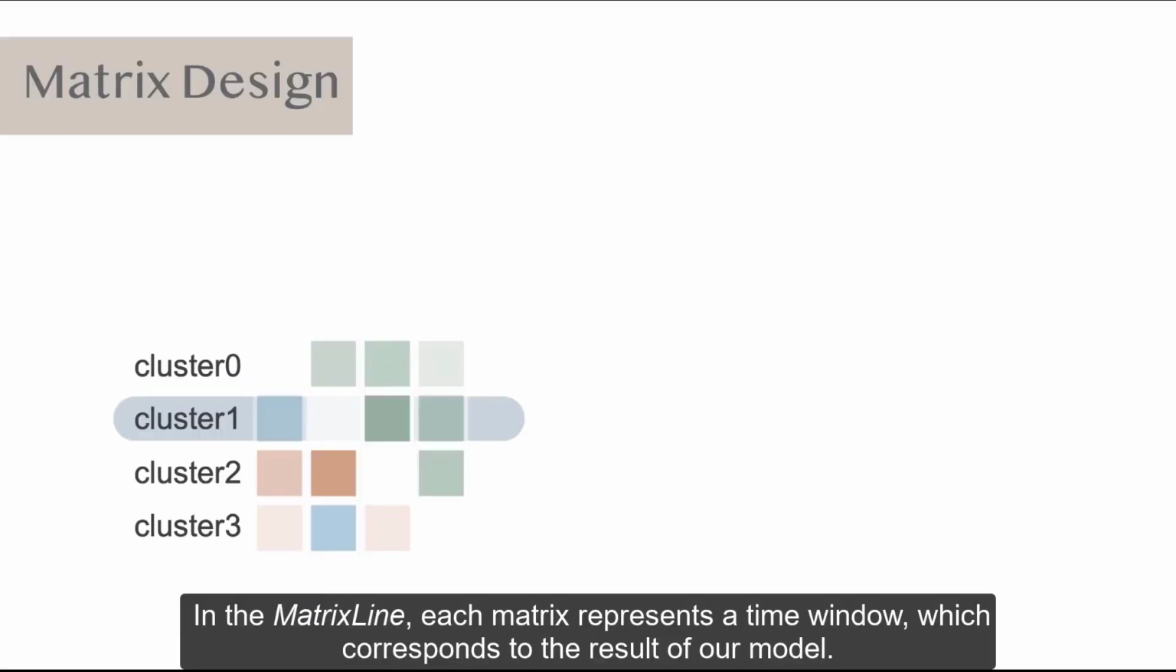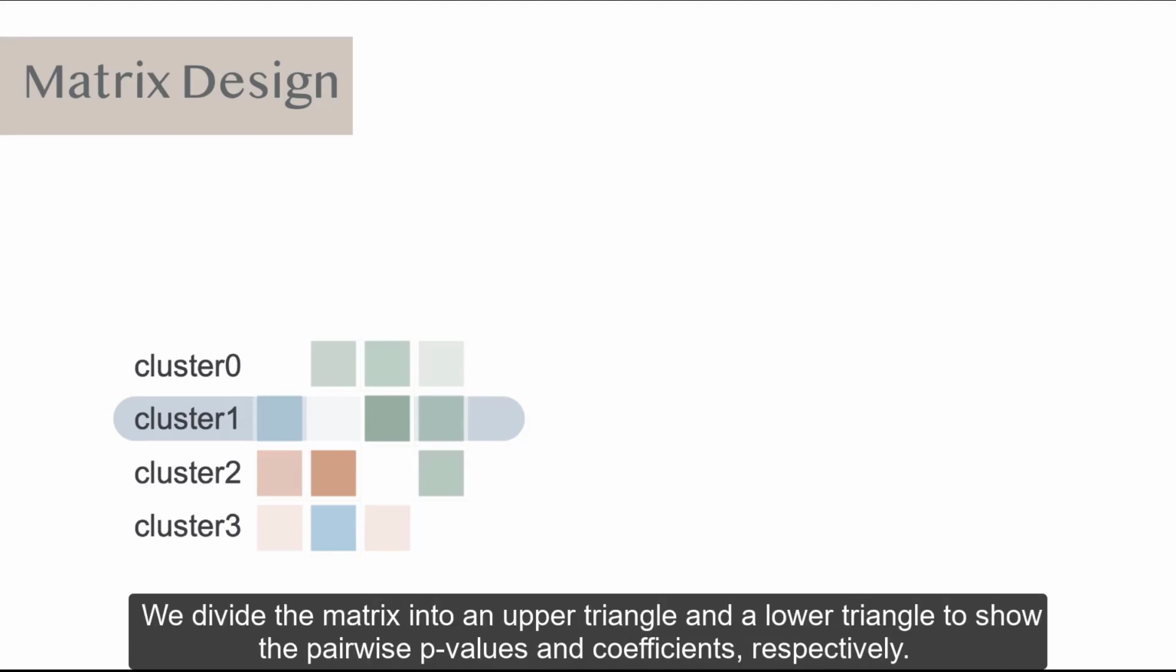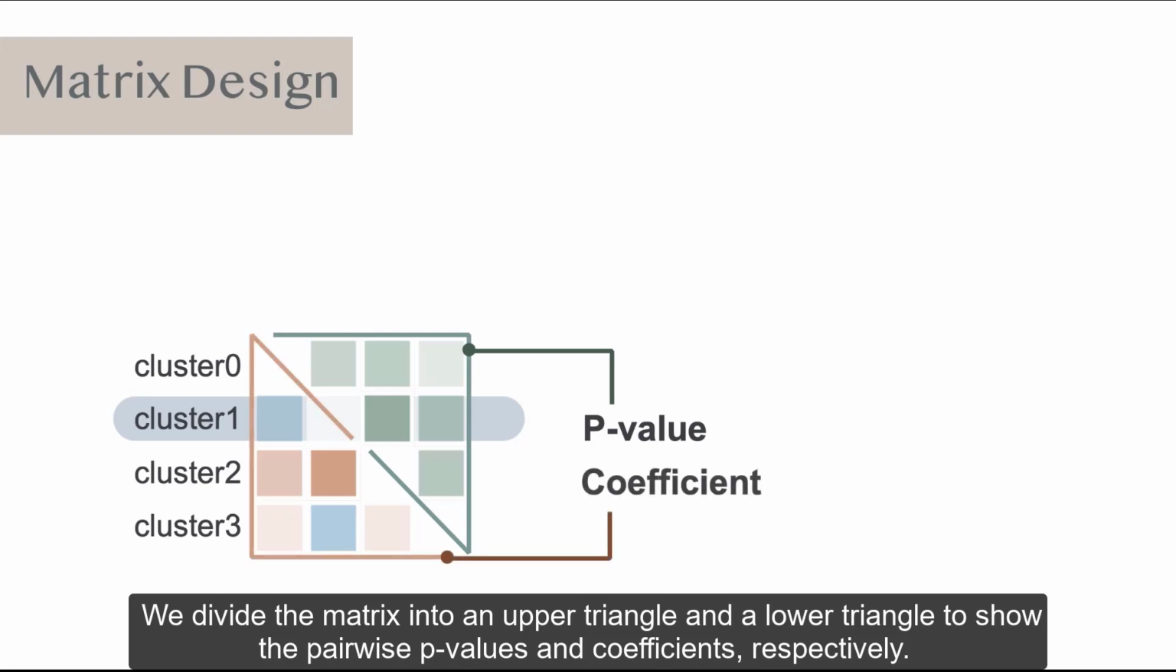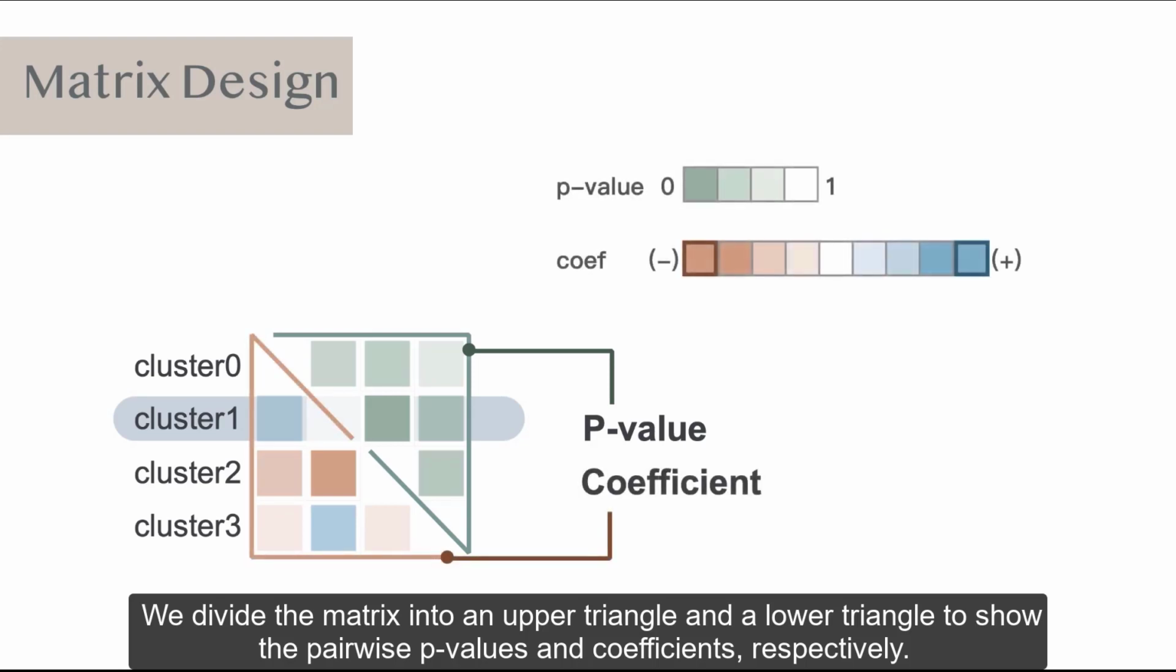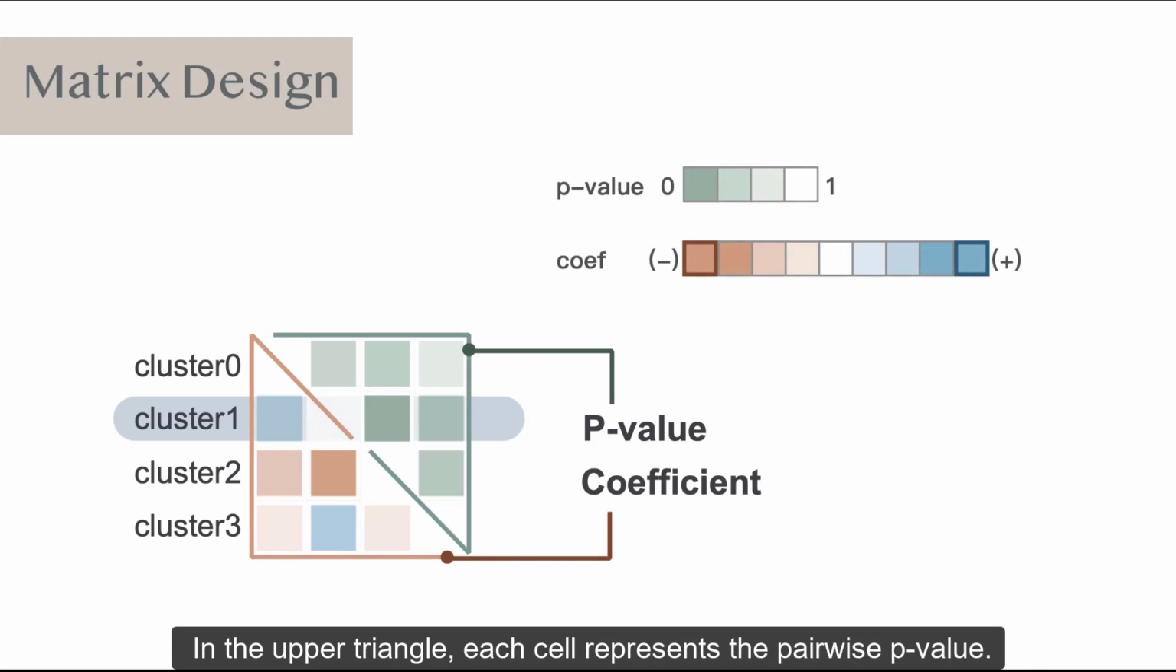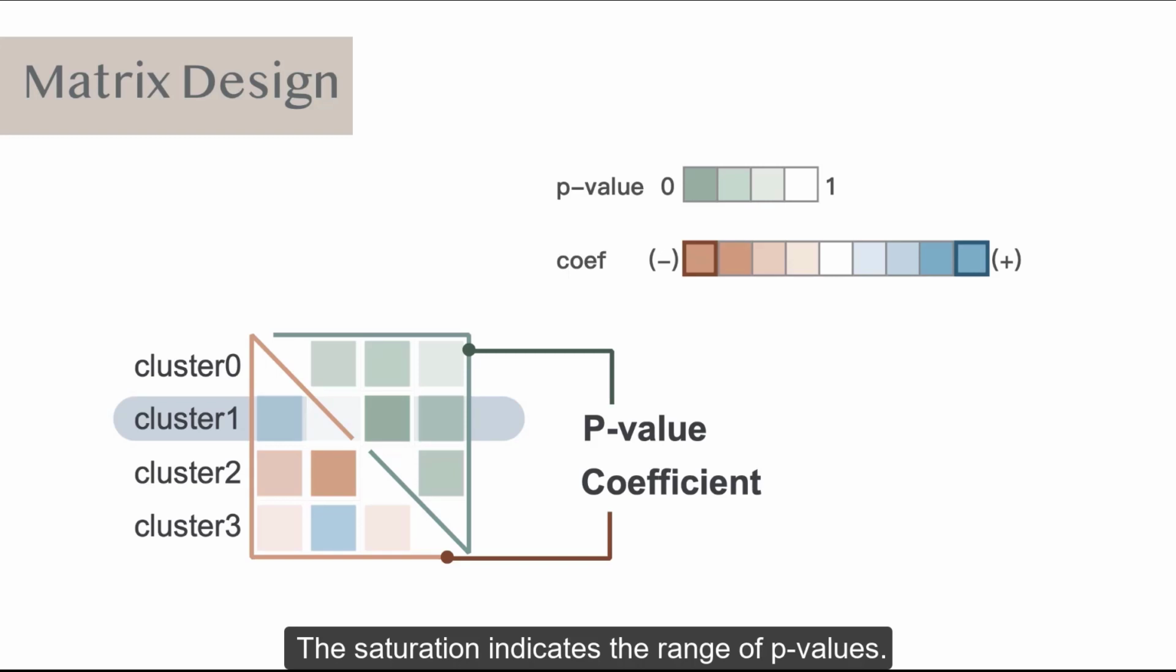In the matrix line, each matrix represents a time window, which corresponds to the result of our model. We divide the matrix into an upper triangle and a lower triangle to show the pairwise p-values and the coefficients respectively. In the upper triangle, each cell represents a pairwise p-value. The saturation indicates a range of p-values. The darker the saturation, the smaller the p-values.